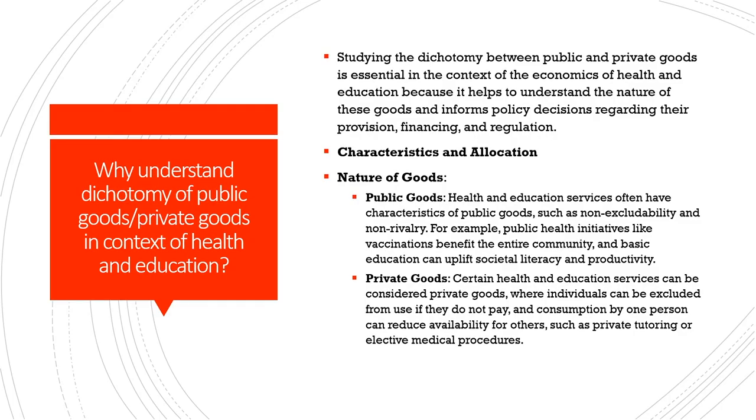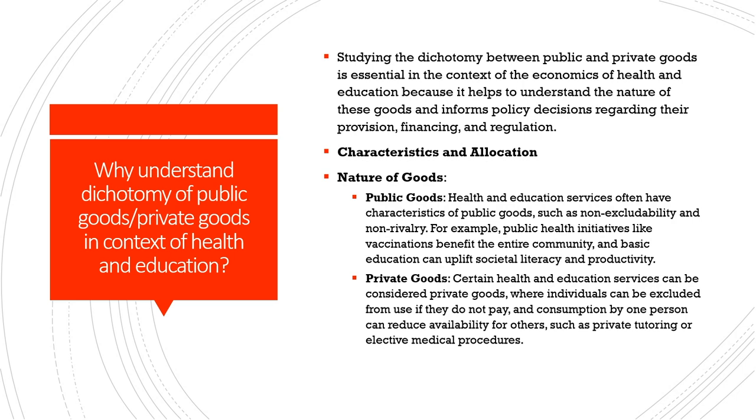Characteristics and allocation: it is important that we understand the characteristics of public goods and private goods, because it helps the government come up with a proper mix of social goods and private goods, and therefore it fulfills the allocation function of the budgetary policy.